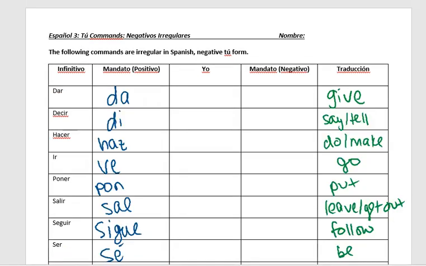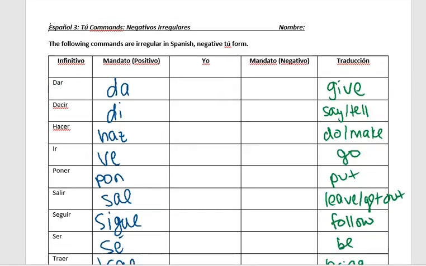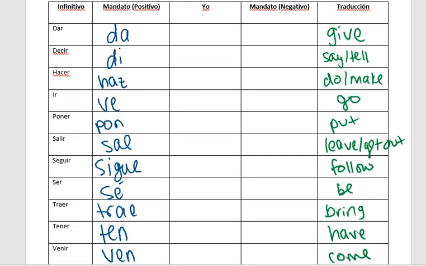Okay, so here are the answers for those positives. Make sure you're checking what you already have. Decir is to say or tell, and it's di. And remember, after that you put that IOP: dime, dile, dinos, things like that. Haz is for do or make. Ve for go, and you can say vete as well. Pon for put, or ponte is to put on.